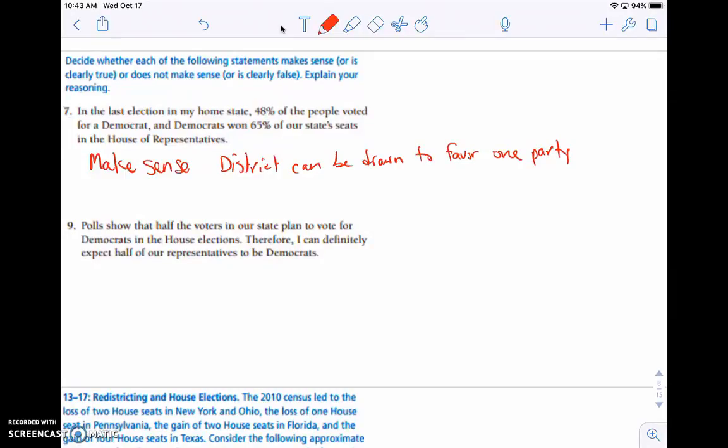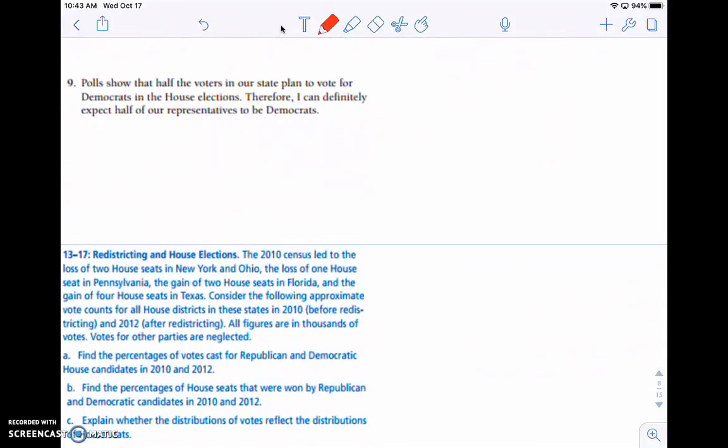Okay, the next one: polls show that half the voters in our state plan to vote for Democrats in the House elections. Therefore, I can definitely expect half of our representatives to be Democrats. This one does not make sense because, again, just because you expect 50% to vote for one party doesn't necessarily mean that 50% of your representation is going to come, even if it does turn out that 50% vote for one party. It's pretty dependent upon those maps.